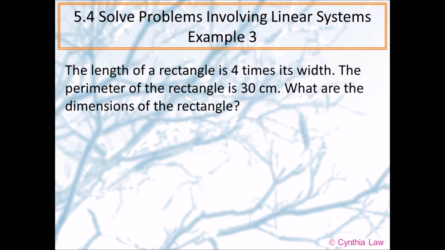Let's look at example 3. The length of a rectangle is 4 times its width. The perimeter of the rectangle is 30 centimeters. What are the dimensions of the rectangle? So before we solve this word problem, let's review vocabulary and properties of rectangles.